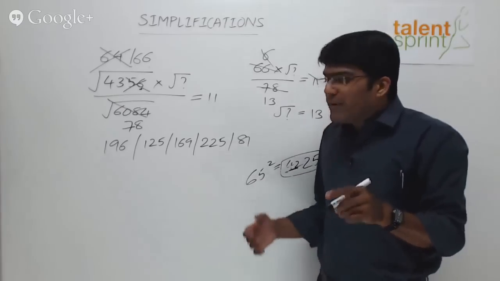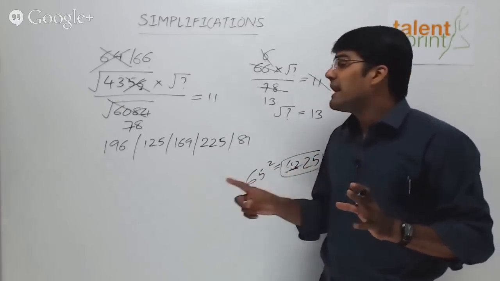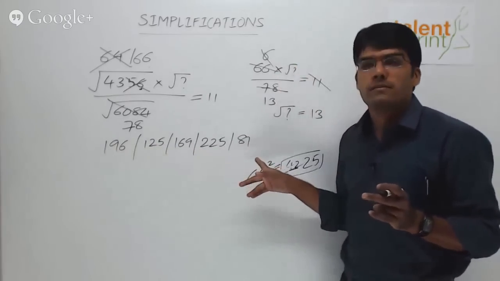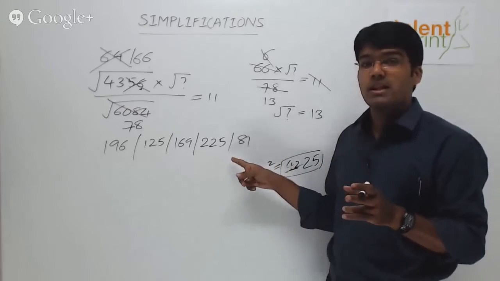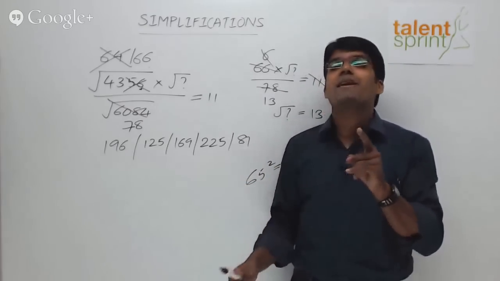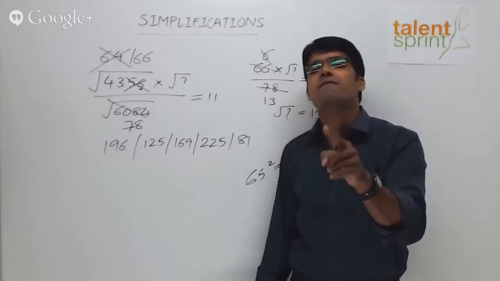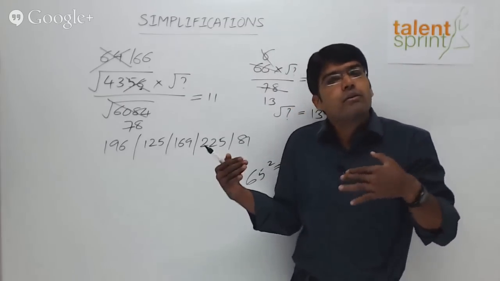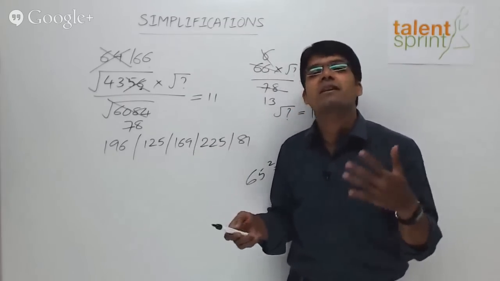Now we are fortunate here, I would say, that in the options 13 is not given. If at all 13 was there in the options, I would say at least 20 to 30% of you would have marked 13 as the answer, because we are in a hurry. We want to get the answer as quickly as possible.